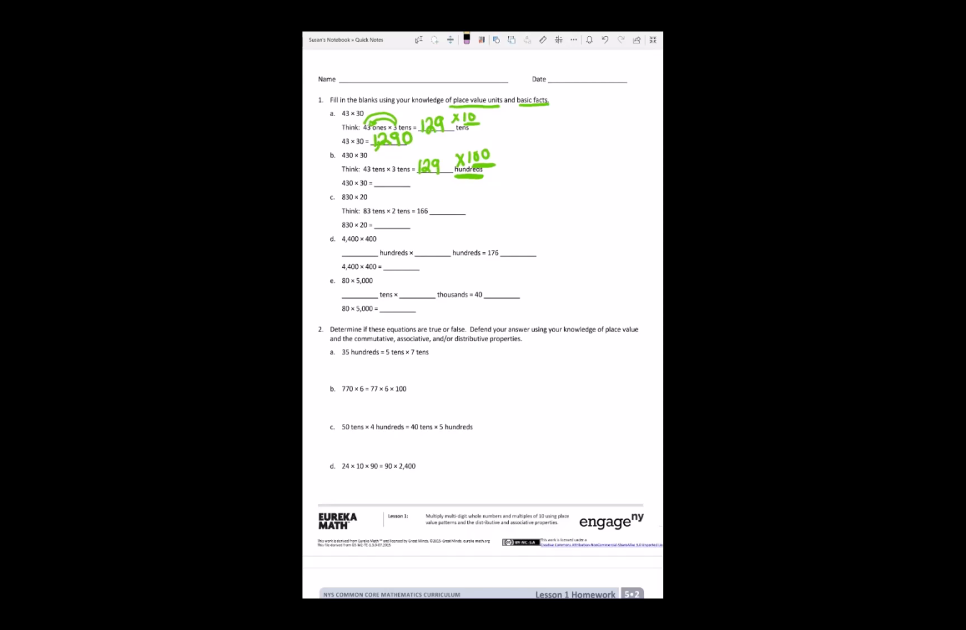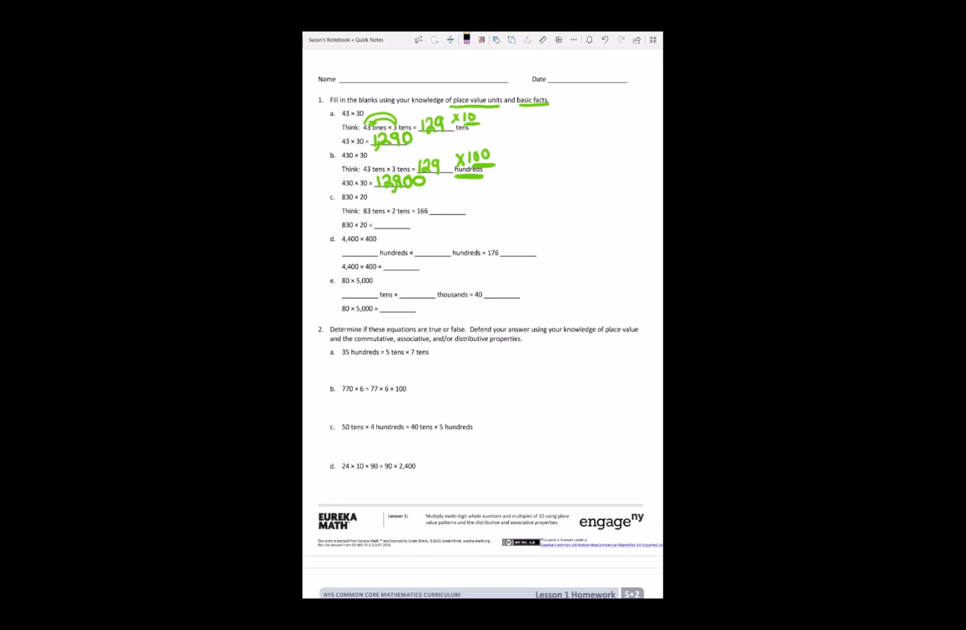hundreds. So here, where it says 430 times 30, I know it is 129, and I know I'm working with hundreds, which have 2 zeros, so I'm going to put my 2 zeros in. And that gives me 12,900. Let's go to C, and then we're going to move on.